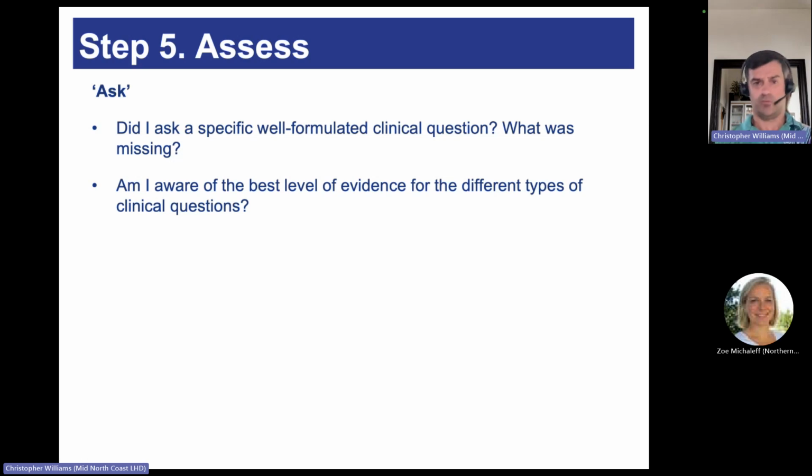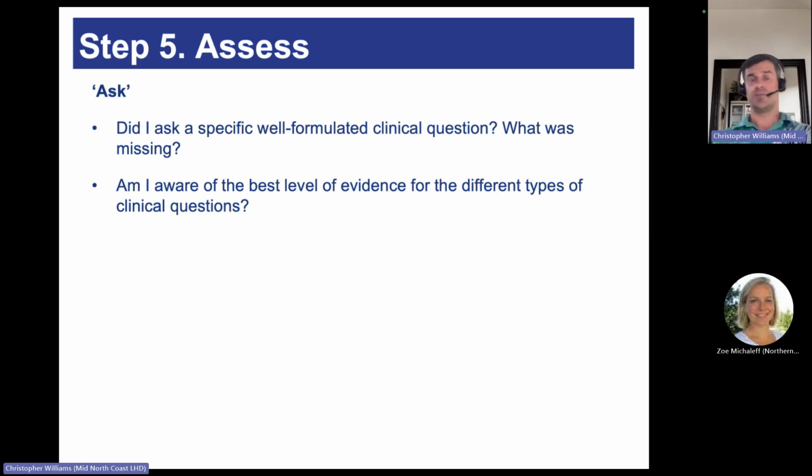So, obviously we want to ask if we constructed a specific and well formulated clinical question, but in particular, if there's some failing of that process or the question, then consider what are the elements that are missing, and that's when you can turn to things like the PICO formula. And then secondly, are you actually aware of what the best level of evidence is for different types of clinical questions?